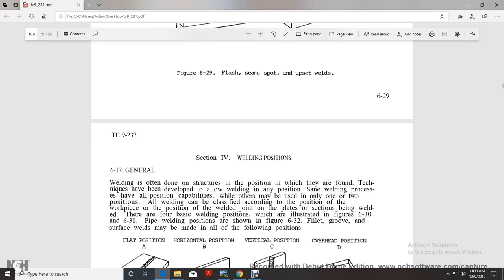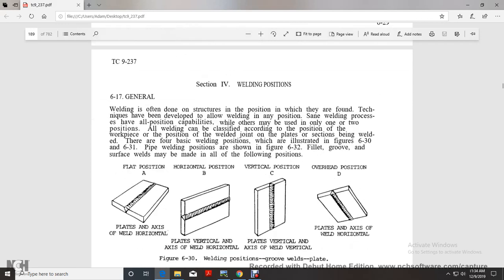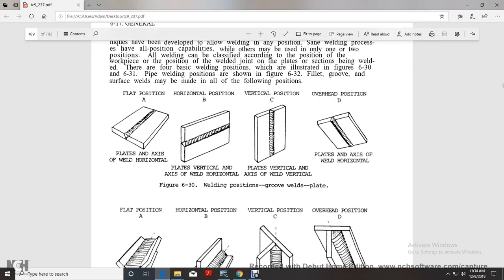All welds are classified according to the position of the workpiece, the welded joint, and the plate section. There are four basic welding positions, illustrated in Figures 630 and 631, and pipe welding positions shown in Figure 632. Fillet and groove welds may be made in the following positions. Flat position A, plates horizontal with the axis of the weld horizontal. Horizontal B, plates vertical with the axis of the weld horizontal. Vertical C, plates vertical with the axis of the weld vertical. Overhead position, plates and axis of the weld horizontal.